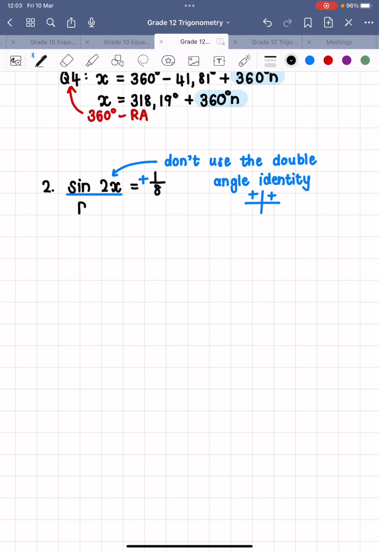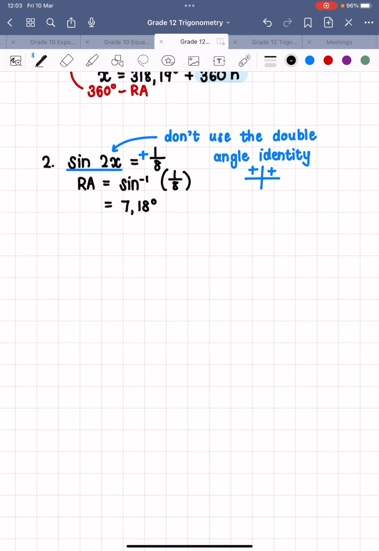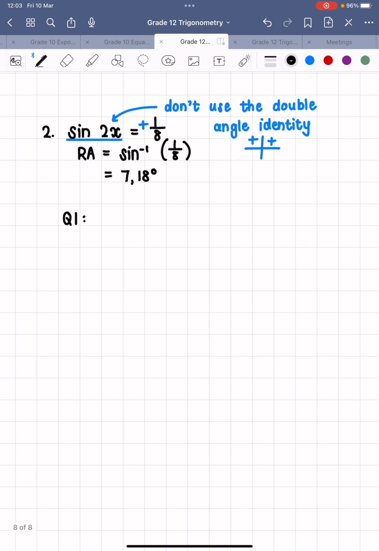All right, guys, for the reference angle, shift sine of 1 over 8. Shift sine 1 over 8 equals, and you should be getting a very small number now, 7,18 degrees. All right, now next step is quadrant 1, quadrant 2. Okay, so quadrant 1, what is the angle that I have now? 2x. So that is now what I need to put in my general solution. In the previous one, it was just x.